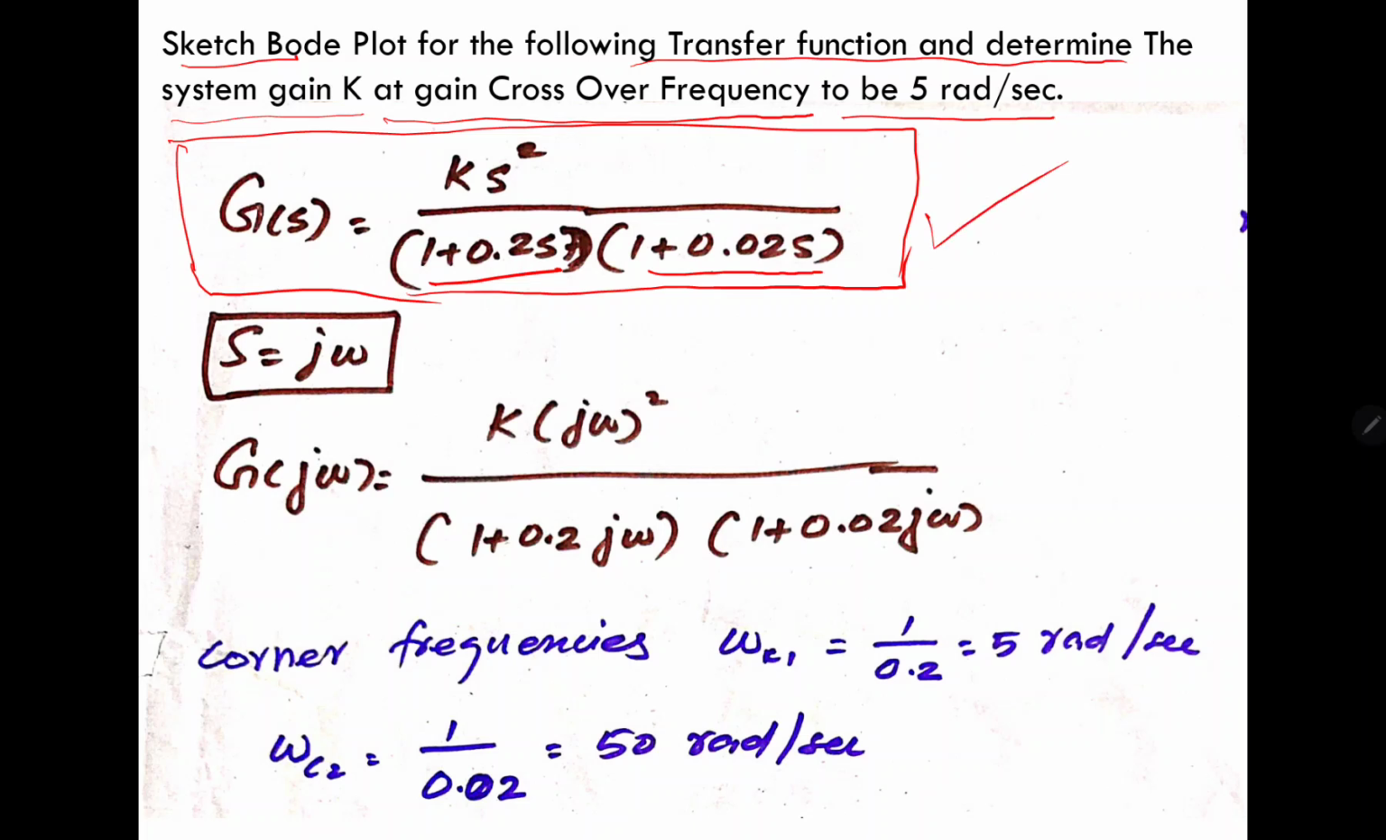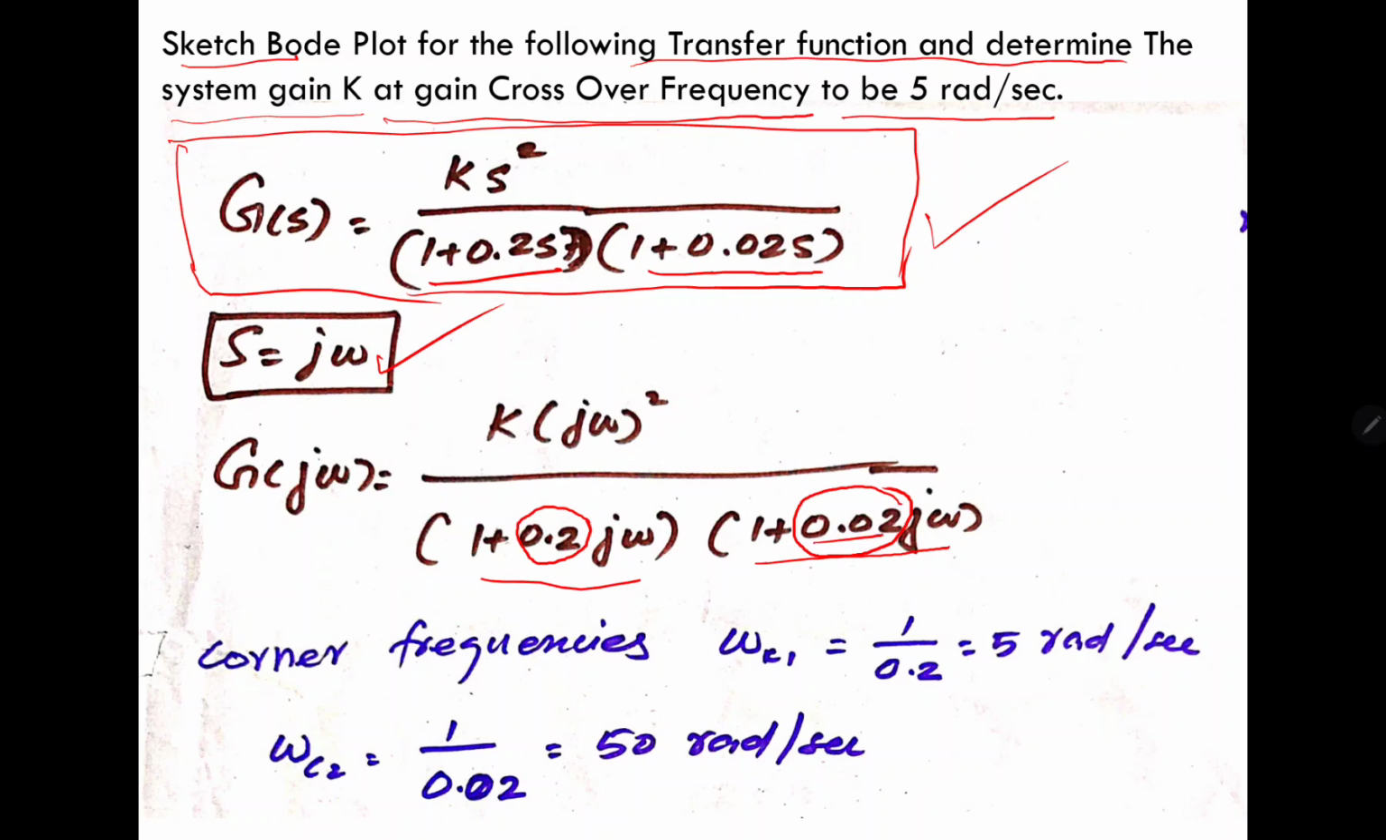The first step in solving this problem is to substitute s = j omega in this equation. When we substitute s = j omega, we get G(j omega) = K (j omega) square divided by (1 + 0.2 j omega)(1 + 0.02 j omega). Now we need to find the corner frequencies for this particular system function. For that we have to take the coefficients of j omega: 0.2 and 0.02.